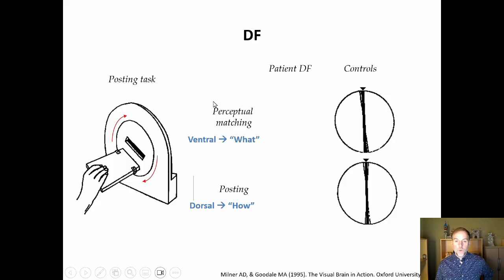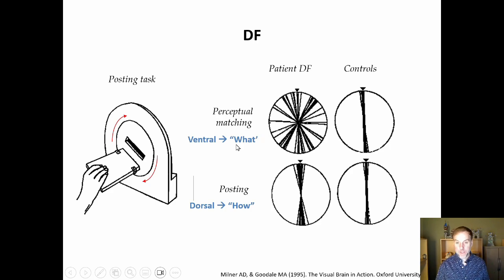Now to do the what task, to tell us the orientation of that mail slot, she needs her ventral stream. It's damaged, and so she's horrible. If we ask her on any trial, okay, where do you think the mailbox is? She might say, here. And you know that's not right. We say, how confident are you? She's like, I don't know. So she knows that she's not good at this task. She's basically just guessing. She's all over the place.